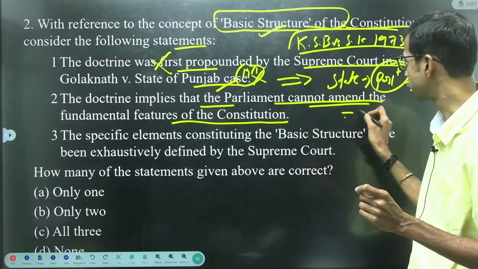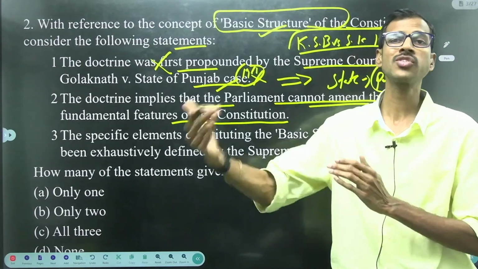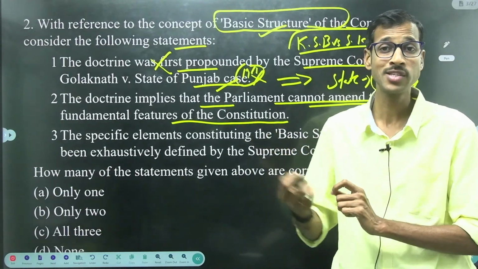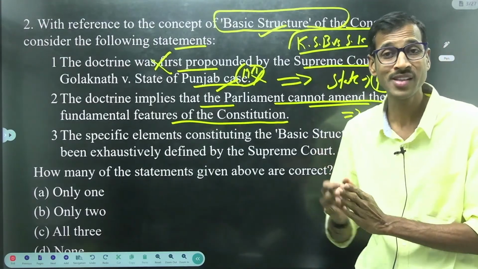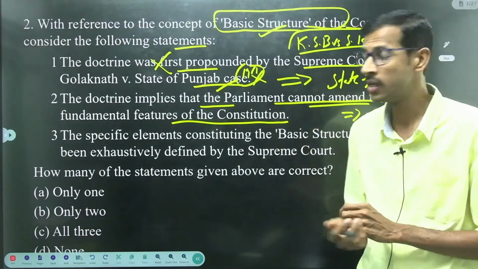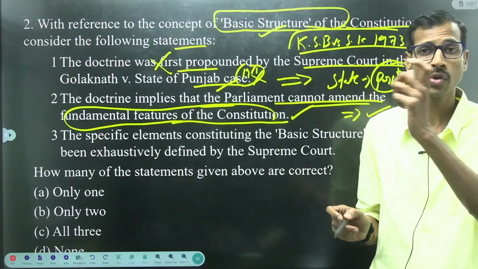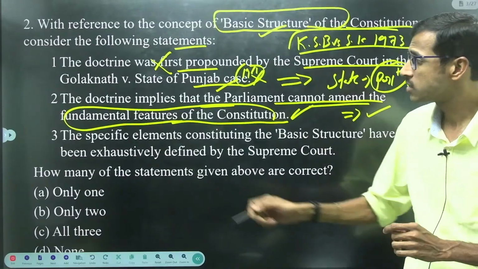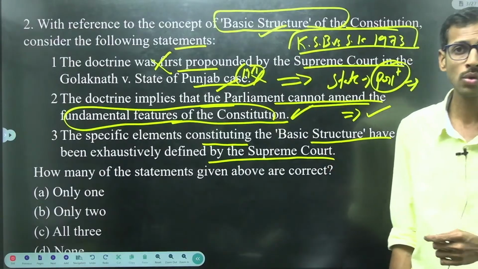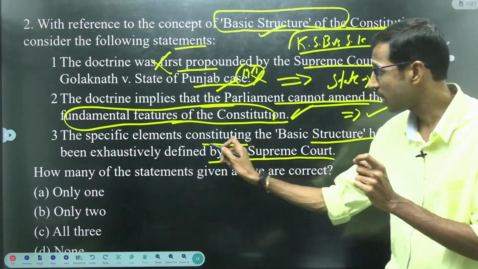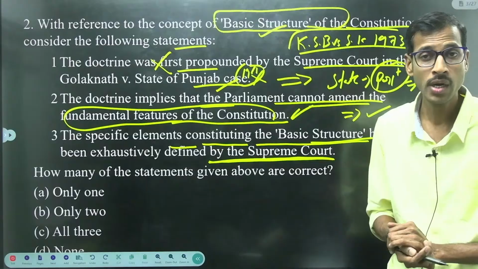These are not permanent. Time to time, or based on the situation, the court can extend the list of elements related to the basic structure. That's why Parliament cannot amend the fundamental features of the Constitution, but it can pass Constitutional Amendment Acts. That is completely different. Now the statement that specific elements constituting the basic structure have been exclusively and exhaustively defined by the Supreme Court is not correct. Why?